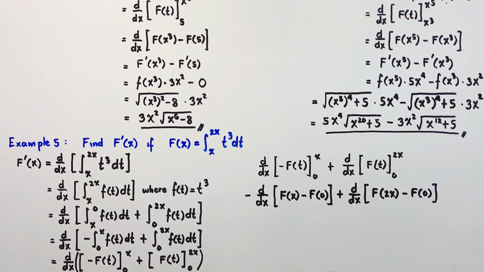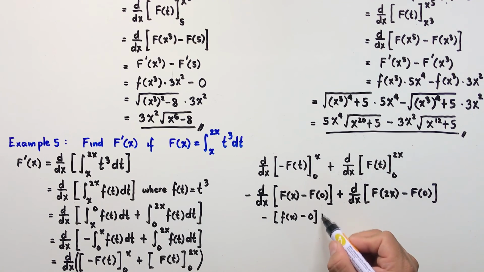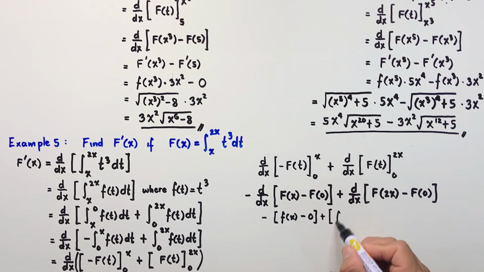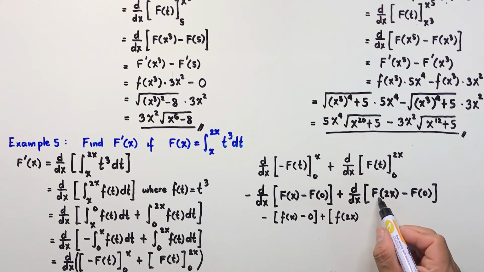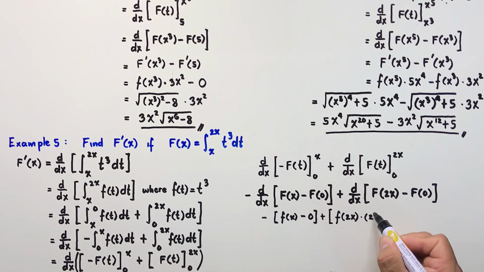Then, using the fundamental theorem of calculus that the derivative of the big F is the small f, this is the small f of x minus 0, because big F of 0 is a constant and the derivative of a constant is 0. And this is added to the small f of 2x, because again, the derivative of the big F is the small f using the fundamental theorem of calculus. But we need also to multiply this one by the derivative of 2x, which is 2.